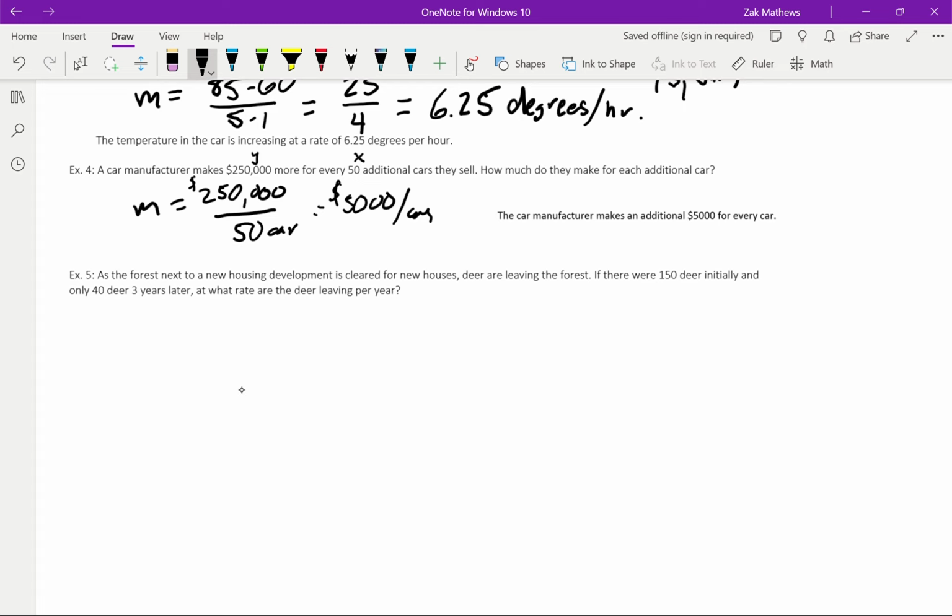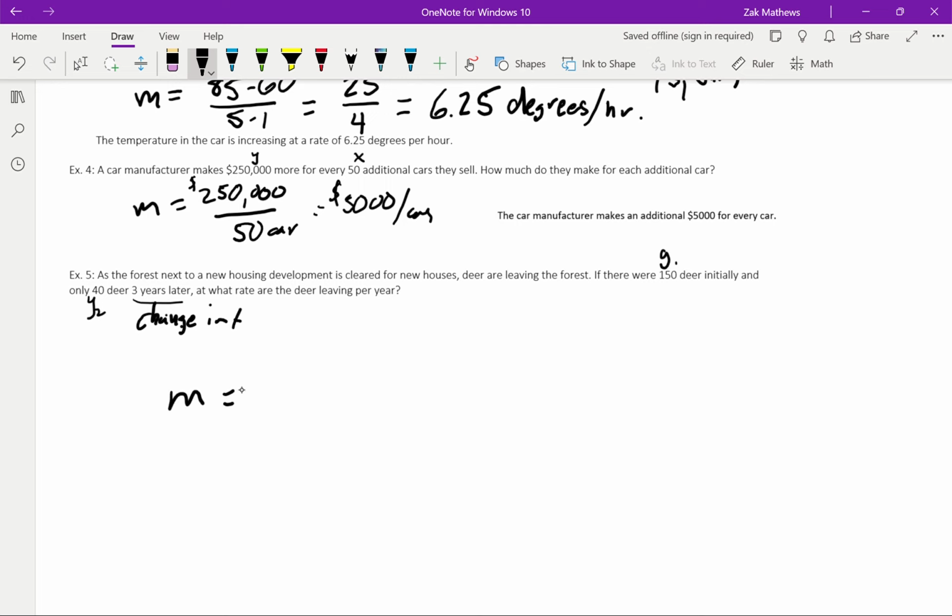So I see one initial starting amount of deer, that's my y1. And I see a second amount of deer, that's 40, that's my y2. And this 3 years later, that is associated with the x, but like with the last example, that's not saying a point of 3, that's saying 3 years have passed. That is the change in x. So we're kind of mixing those two formulas.